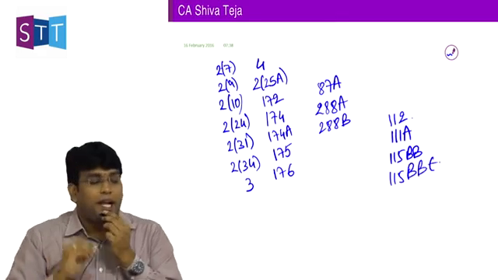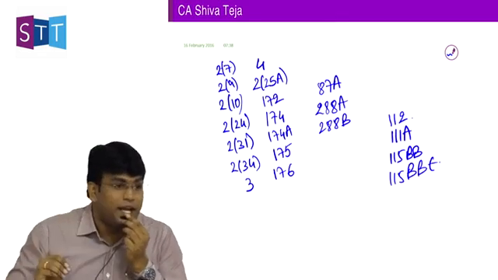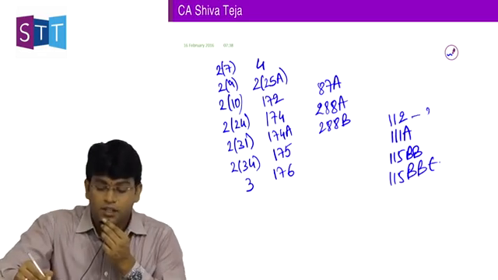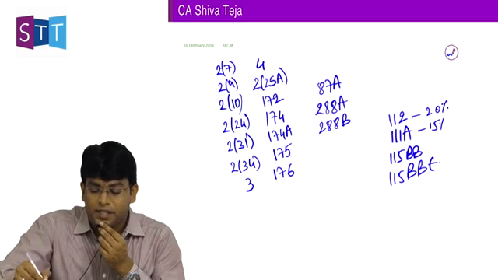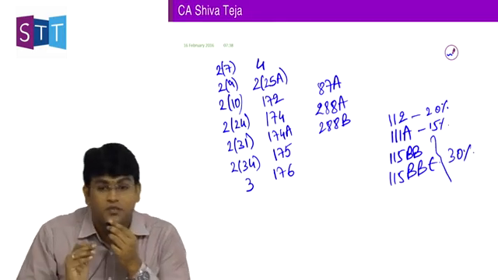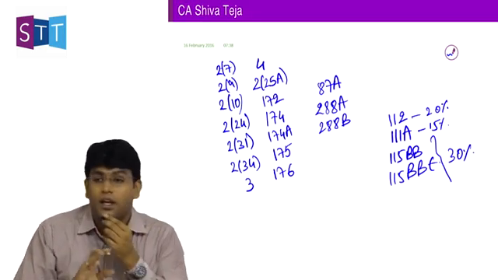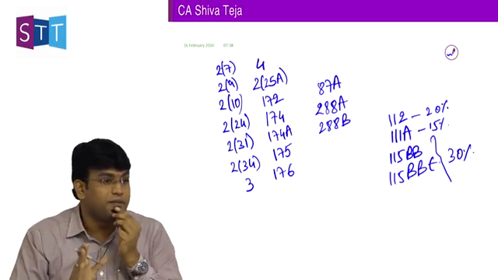Section 115BBE: unexplained income, unexplained investments, unexplained expenditures. Tax at what rate? Observe, this is 20%, this is 15%, and these two are 30%. Flat rate without any deductions whatsoever. Are we clear with this?